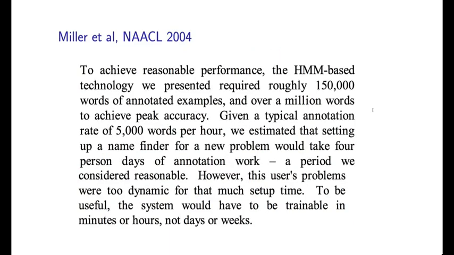And so Miller et al. go on to emphasize this point. The HMM-based technology they had, which is very similar to what we saw in the second week of this class, required roughly 150,000 words of annotated examples, and to get to peak accuracy, maybe about 1 million words. Okay, so a fairly considerable amount of training data. And that's because there are a large number of parameters in these models, and there's always sparse data. There are always words for which you have too little information. So getting more training data is always going to help, and in reality we need quite large amounts of training data for these models to work well.